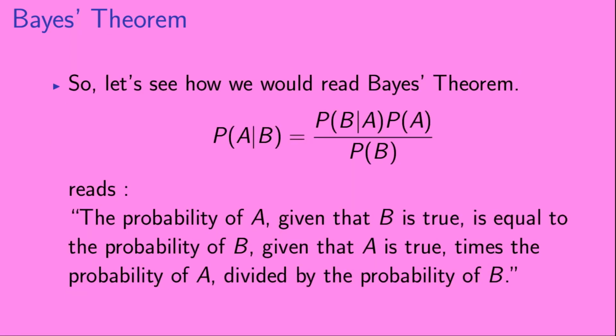So let's see how we would read Bayes' theorem. It reads as follows. The probability of A, given that B is true, is equal to the probability of B, given that A is true, times the probability of A divided by the probability of B.